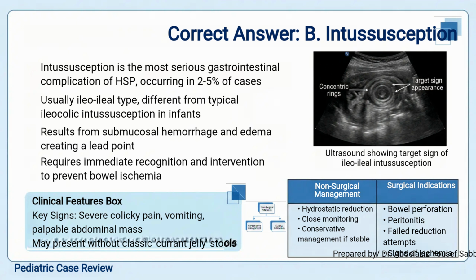Management depends on clinical stability. Non-surgical management includes hydrostatic reduction and close monitoring. Surgical intervention is indicated for bowel perforation, peritonitis, failed reduction attempts, or signs of ischemia.